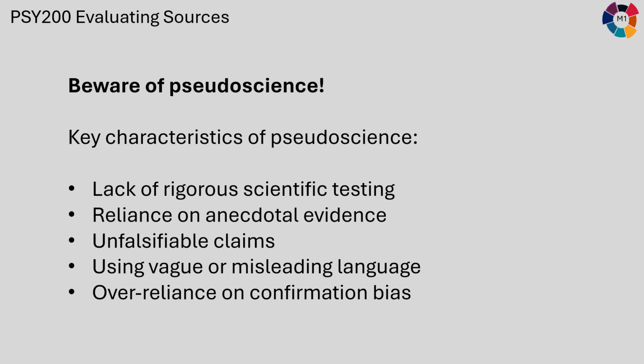Then beware of pseudoscience. So basically fake science, right? Information pretending to be science. So some characteristics here would be a lack of rigorous scientific testing, a reliance on antecedent evidence, unfalsifiable claims, using vague or misleading language, or over-reliance on confirmation bias. So let's talk about a couple of those. Basically, scientific testing, we want to see some data in these papers. If they're talking about data, we want to see the numbers. Then reliance on antecedent evidence.